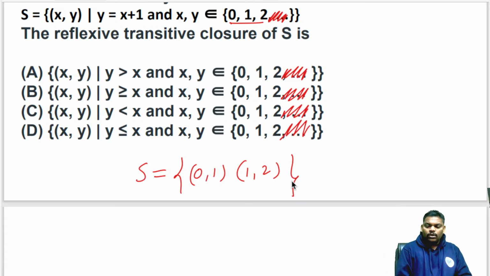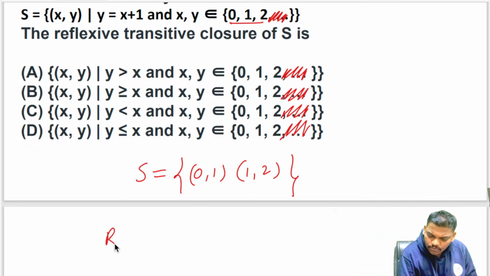S is equal to 0 comma 1, 1 comma 2. X as 0 means y is 1, x as 1 means y is 2. So S is confirmed now. Now what is the reflexive transitive closure? Can you help me now? Reflexive closure of this one. Let me write now. Reflexive closure of S is equal to.